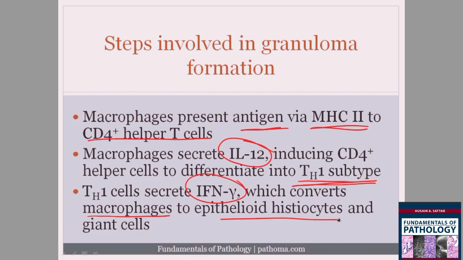Now, I want to make this very clear because this is the way the examiners go after it. This step, the step of IL-12 and interferon gamma, occurs in both caseating and non-caseating granulomas. So both caseating granulomas and non-caseating granulomas are formed in this particular way.